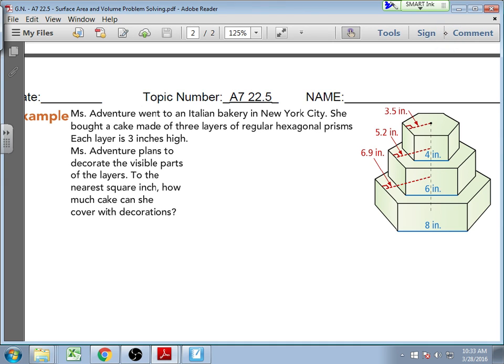All right, so now we're going to talk about the sides. The sides get decorated also, right? So if I want the area, I'm going to say the area of the bottom... I'm just going to say B sides.